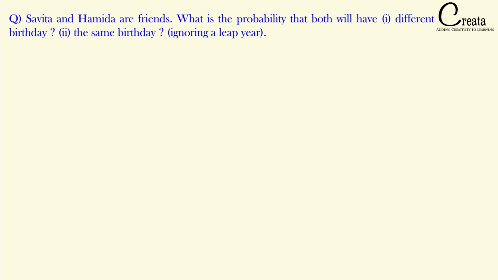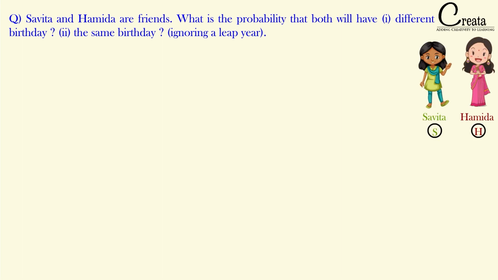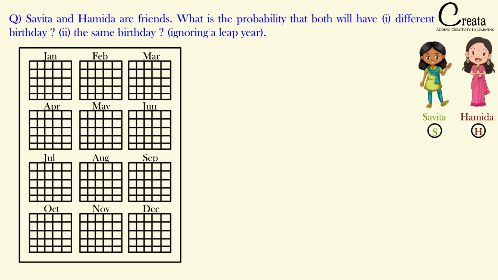Let's try to visualize the question. In the question, two friends are given, Savita and Hamida. We have to find the probability of common birthday and different birthday. In the calendar year, we are having 365 days because we are not considering the leap year. Suppose Savita is having her birthday on 1st of January or any day, suppose 3rd of March, any day you can take. Suppose Savita is having the birthday on 1st of January.